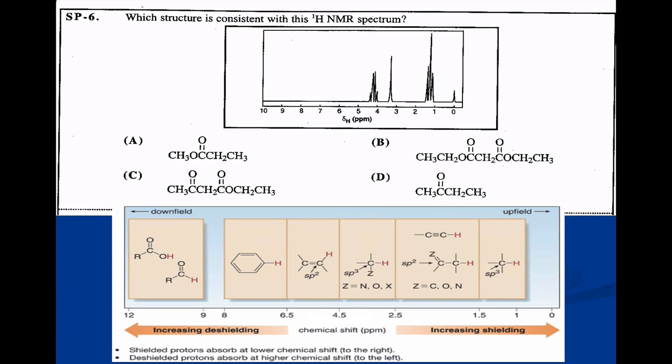Which structure is consistent with this NMR spectrum? What should we do the very first thing? Count the signals. How many signals do we have? Can we eliminate anything based on that?